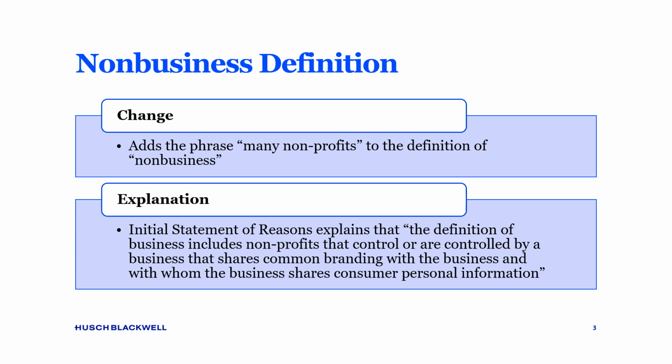And the initial statement of reasons, just to explain, is a document that accompanies the draft regulations, and it explains the agency's thinking as to the changes. So the initial statement of reasons explains that nonprofits that are controlled by a business that shares common branding and personal information could be subject to the CCPA. So that's the thought process there.